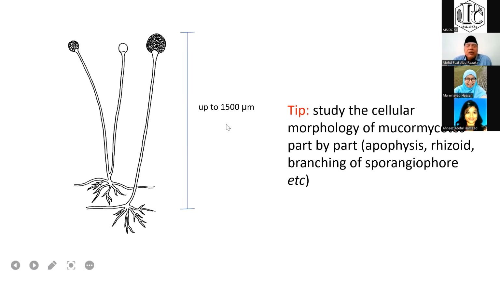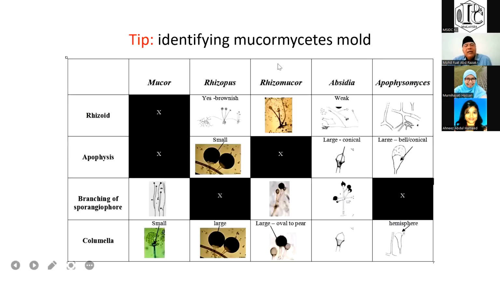So what's the problem with identifying Mucorales? The problem is that fungi like Mucor and Rhizopus have very long sporangiophores. If you look at Rhizopus under the microscope, you may see only this lower part. So to study and identify Mucorales, we have to study the fungus part by part. I mean, you look for the apophysis, the rhizoid, and also the branching, and probably you can use a table like this to identify the Mucorales.